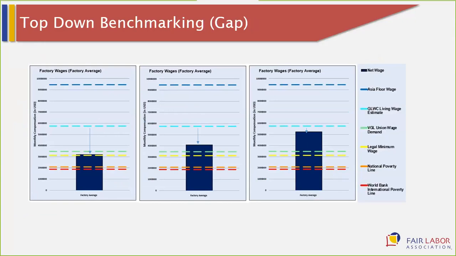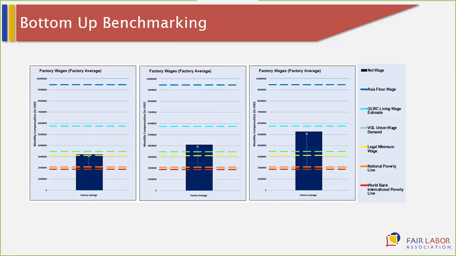Now, to do a top-down benchmark, really you're just analyzing the gap between this living wage estimate and all the way down to the actual factory average. You can actually examine the difference numerically, but just visually you can see that the factory here has the lowest gap and the factory here has the highest gap. This is very straightforward and should be pretty obvious to people in our audience who've used the toolkit.